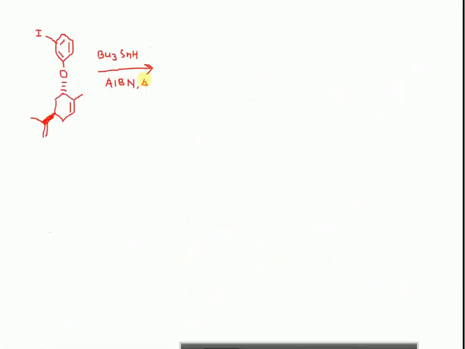In the next step, we are using tributyltin hydride. So the first step is the homolysis of tributyltin hydride and the tributyltin radical will attack on iodine. It will attack on iodine and we have our radical on this carbon atom. Now this radical will attack on this double bond and 5-membered ring formation is favorable.